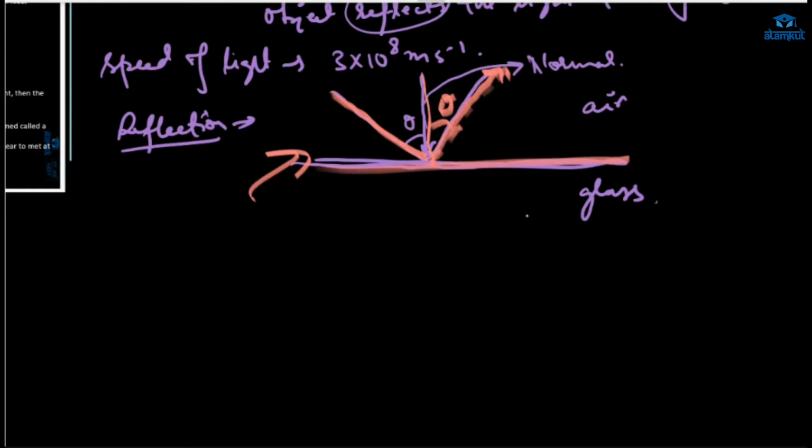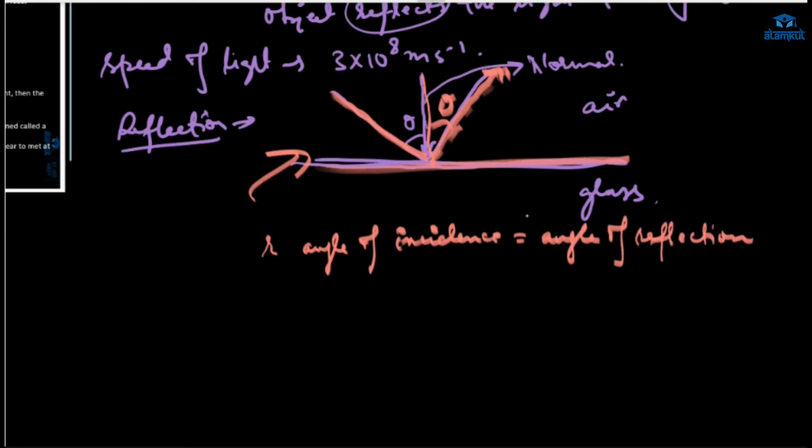The laws of reflection say that the angle of incidence is equal to the angle of reflection. This is the incident light that falls on the object, called the incident ray. And this is called the reflected ray that bounces back to the same medium. The angle of incidence is always equal to the angle of reflection.